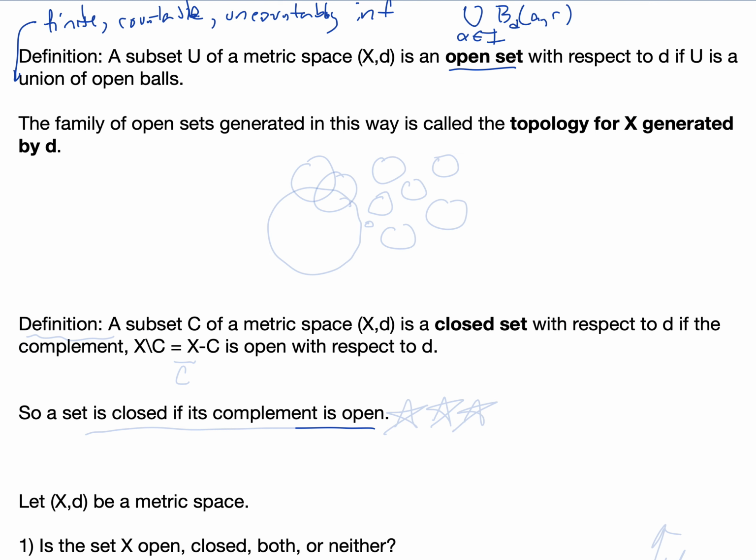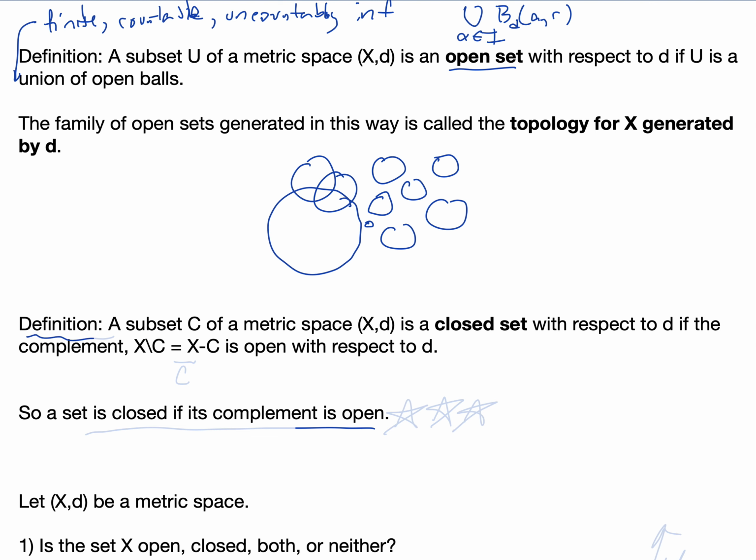So the union over alpha, in whatever index set we're talking about, of open balls B with center a and radius r over some metric d. And the family of open sets generated in this way is called the topology for the set X generated by d. So open sets are going to be these open balls of whatever form they really take. It's going to be unions of things like that. And again, those unions can be finite, infinite, whatever. So something like that is kind of an abstract visualization of an open set in a topology.